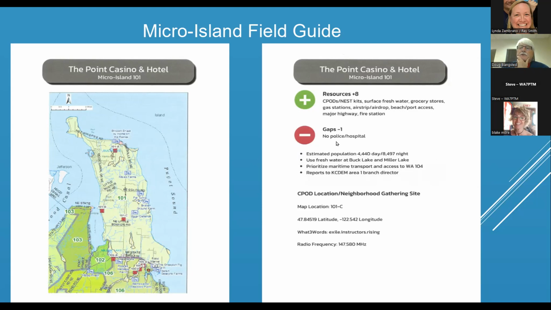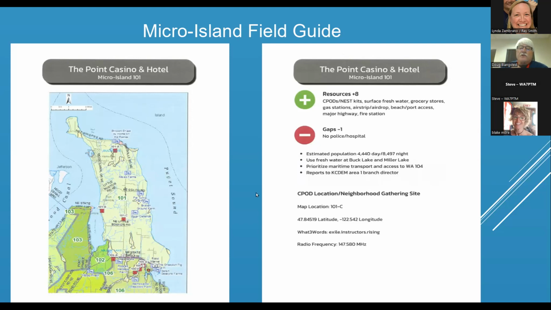Those are the resources, and the gaps in this particular case are that there's no police or hospital there. You also get some rundowns, like the estimated population day and night, where to get fresh water again, prioritize maritime transport, and reports to the KCDEM Area 1 branch director or Area 100 branch director.